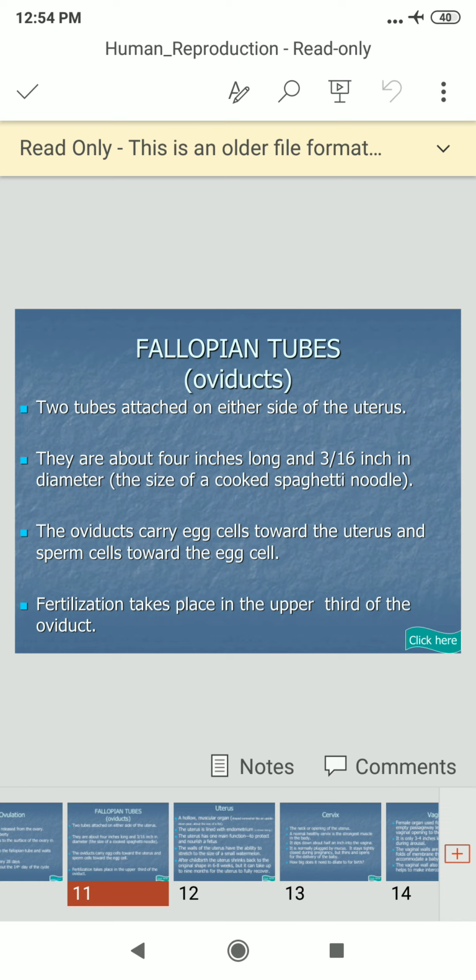The fallopian tubes, that is the oviducts, are two tubes attached on either side of the uterus. They are about 4 inches long and 3/16 inch in diameter, about the size of cooked spaghetti noodles. The oviduct carries egg cells towards the uterus and sperm cells towards the egg cell, and then fertilization takes place in the upper third of the oviduct.